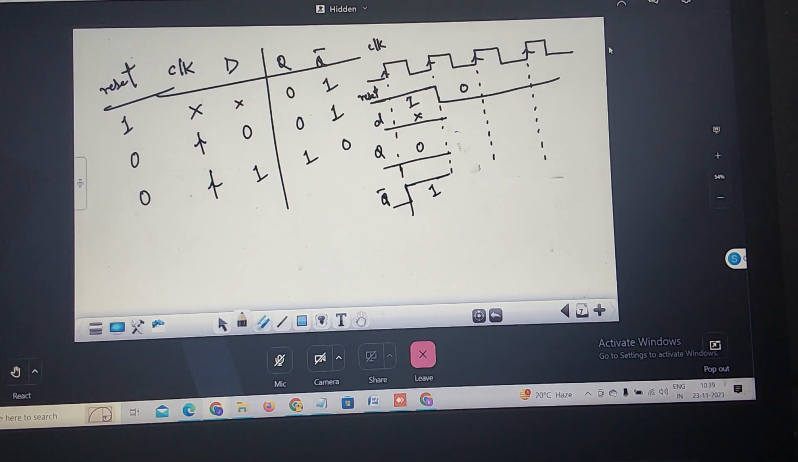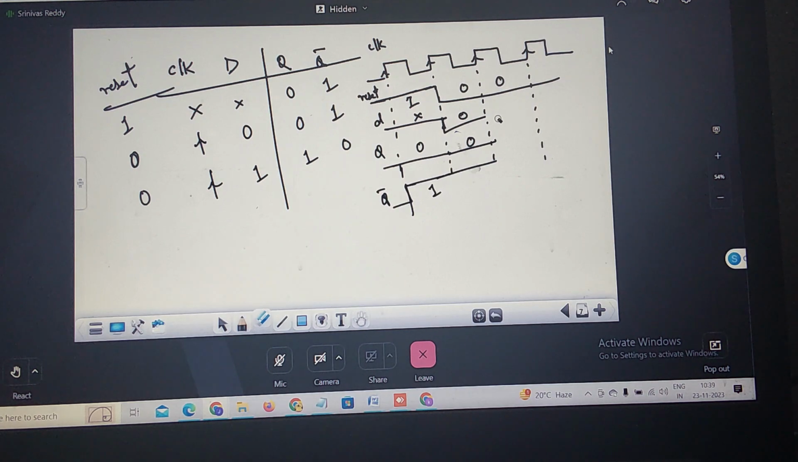When my reset is equal to low, 0, what do I want to do? Reset is low, and whenever the rising edge comes, if my D is 0, what is the output? 0. If D is 0, the output is 0, and Q bar is the complement of this. Did you understand? Whenever the rising edge comes and reset is low.